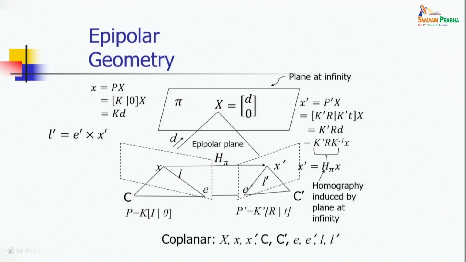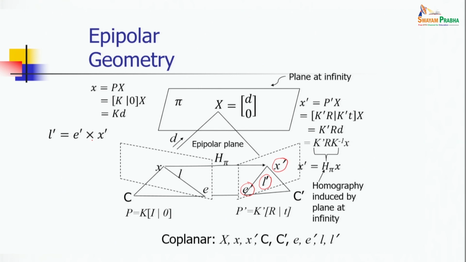Now let us first compute this l prime. What is l prime? l prime is the line segment between e prime and x prime. That means I can compute it as e prime cross x prime using the same projective geometry. Now this cross product operation, the way we have computed it, is not very convenient when we are performing this kind of matrix algebra.